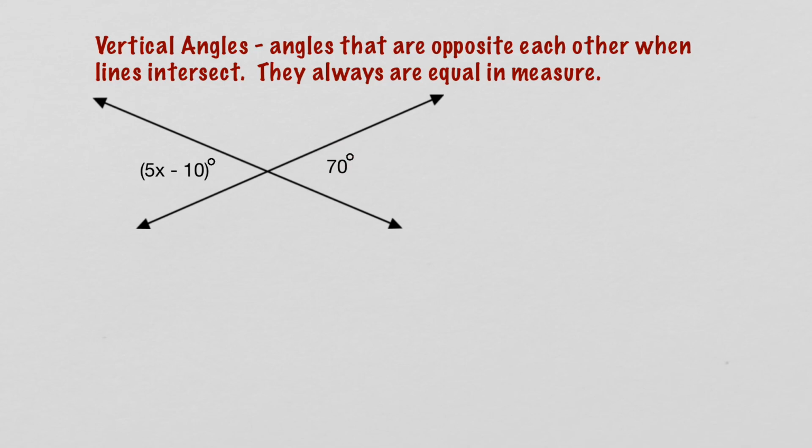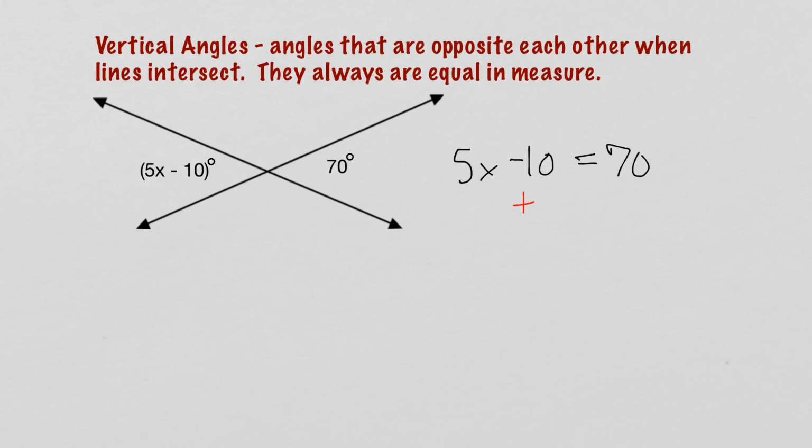And we have one angle is, nice and simple, 70 degrees. The other angle says 5x minus 10 degrees. So we might ask you to solve for x. Well, the nice part is since we just determined that vertical angles are equal, I can simply take these 2 things, 5x minus 10 and 70, and since they're vertical, I know that they're equal. Set them equal to each other. I just created an equation. Now I'm just going to go ahead and solve that equation.